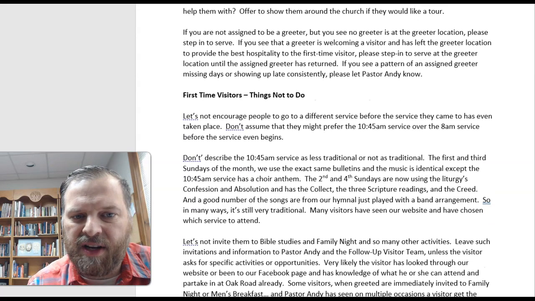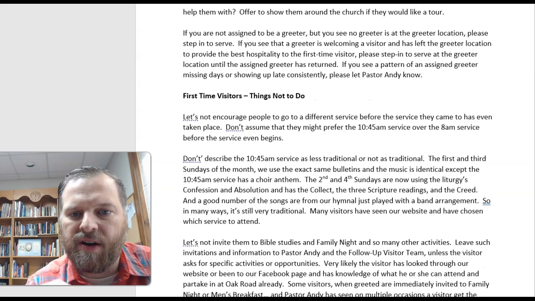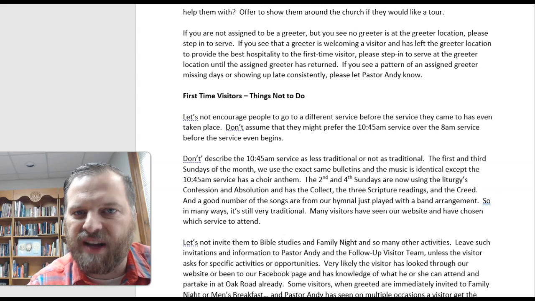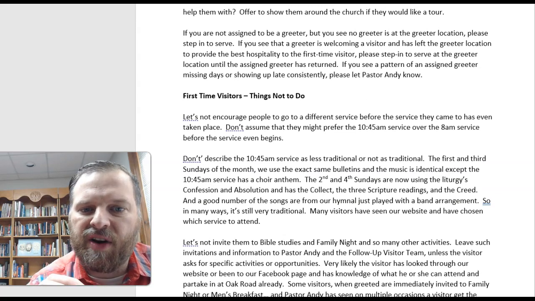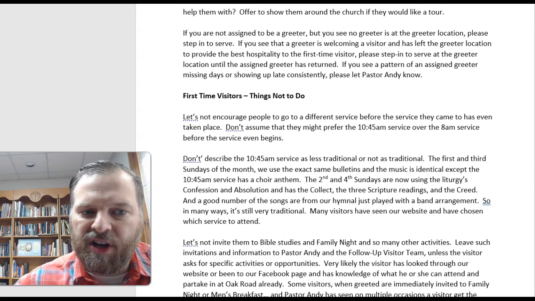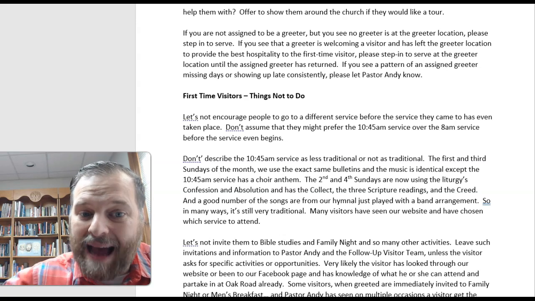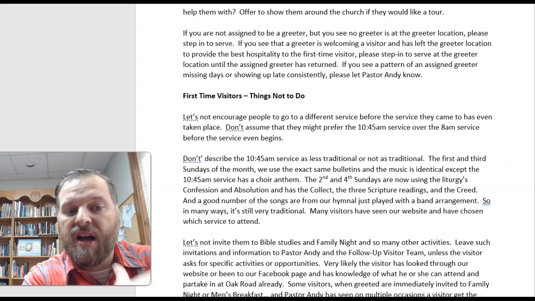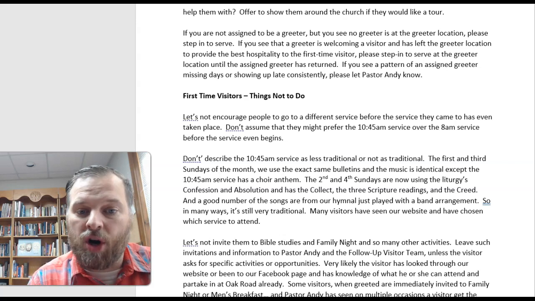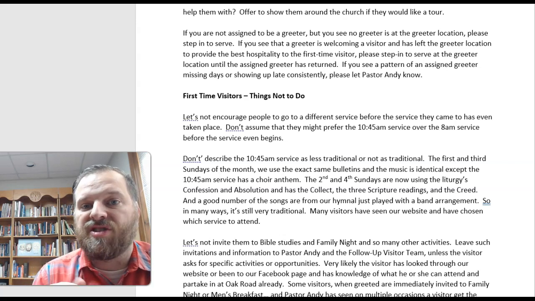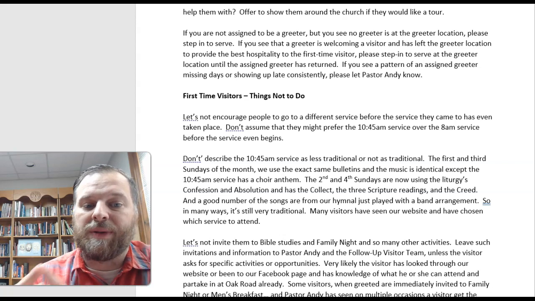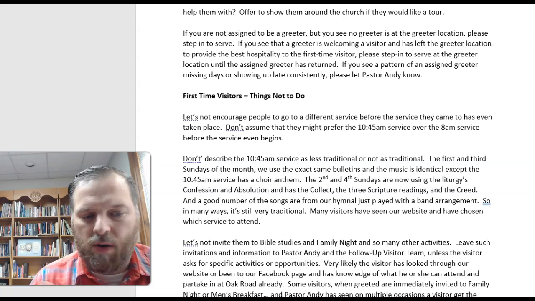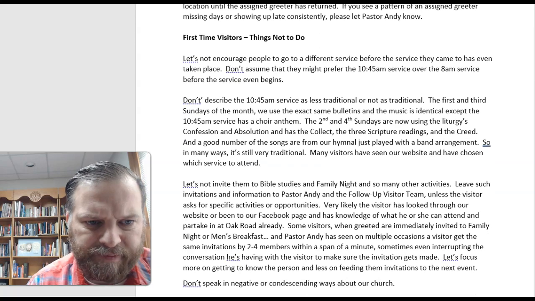If you're not assigned to be a greeter, but you see no greeter is at the greeter location, please step in to serve. If you see that a greeter is welcoming a visitor and has left the greeter location to provide the best hospitality to the first-time visitor, please step in to serve at the greeter location until the assigned greeter has returned. If you see a pattern of an assigned greeter missing days or showing up late consistently, please let me know, and I can reach out to that individual.